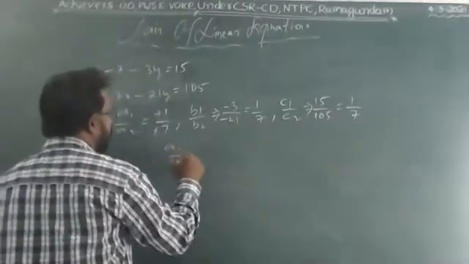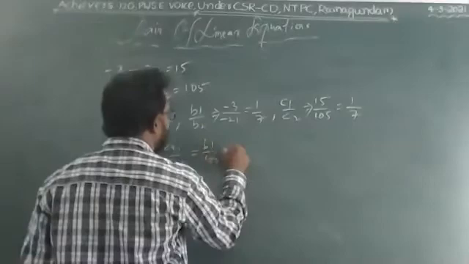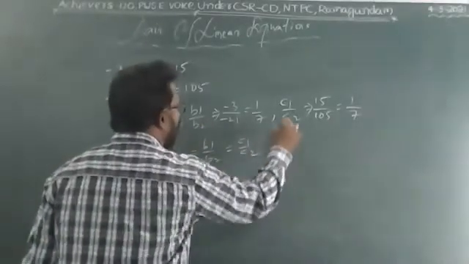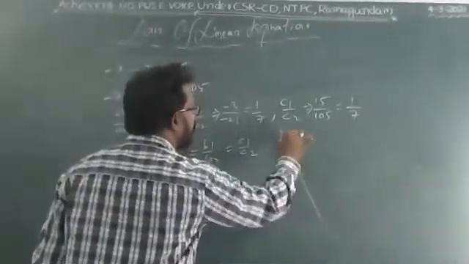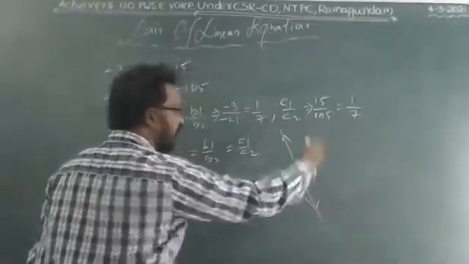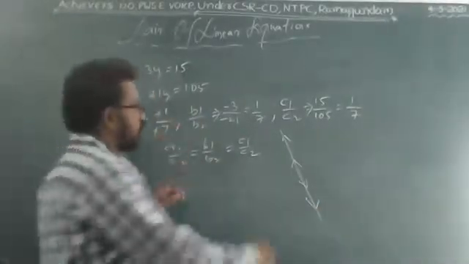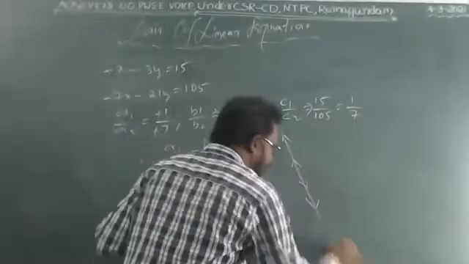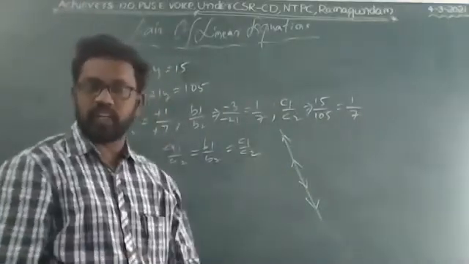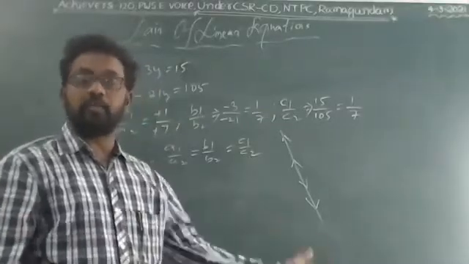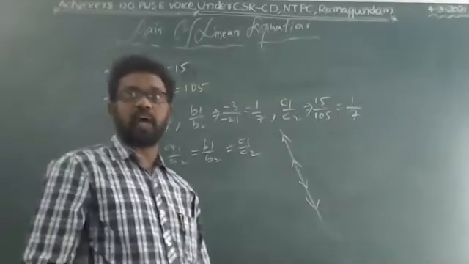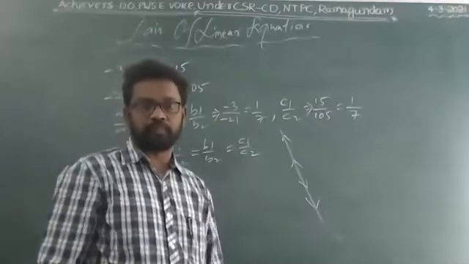Therefore, A1 by A2 is equal to B1 by B2 is equal to C1 by C2, so they are dependent. Like this you can see: the first line is there and the second line also is there. It is dependent. Earlier it was a unique solution; here you can see unlimited solutions.